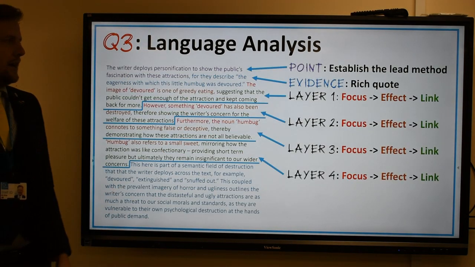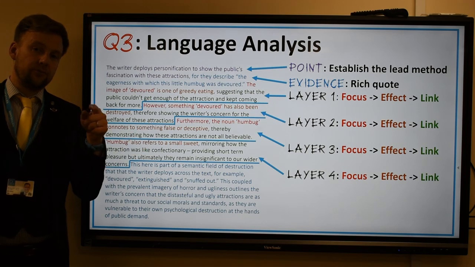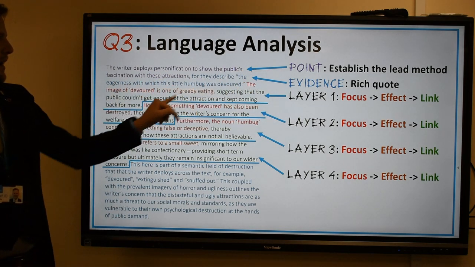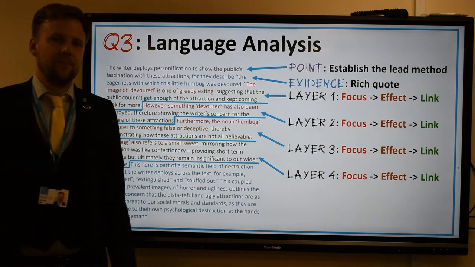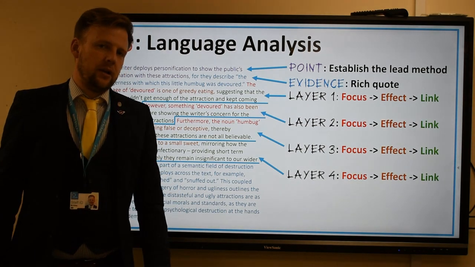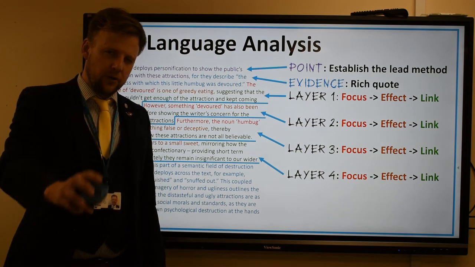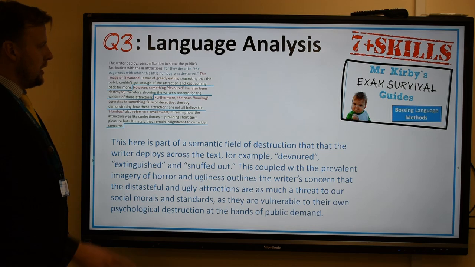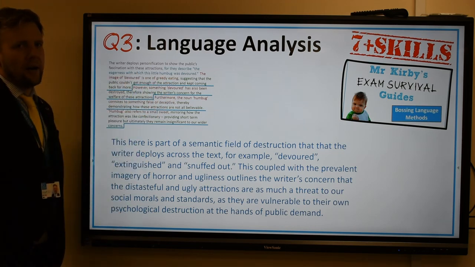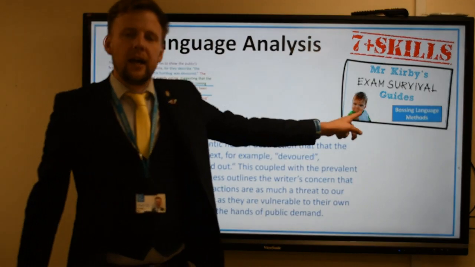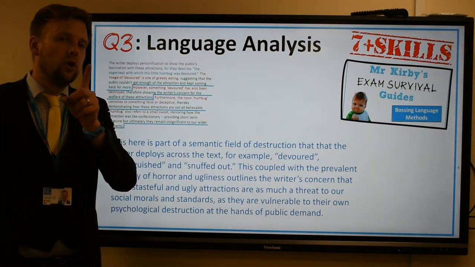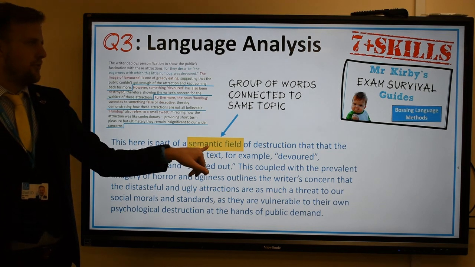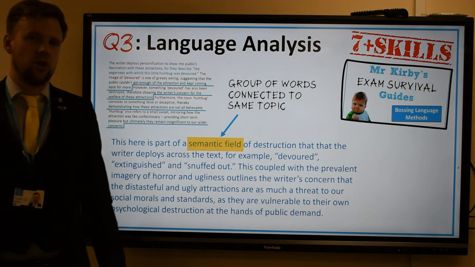Just to prove my point, here is my example from a paper 2. Exactly the same: point, method, evidence, and then layer. Now, people here will be pretty comfortable with that now, so I'm going to show you one more little tip on this one. One more little tip that's going to take us to a top level 7. There is our standard layer paragraph. In this video here, I talked about how you can analyse words not just as individuals, but as groups, and we call that in English a semantic field, groups of words connected to the same topic.